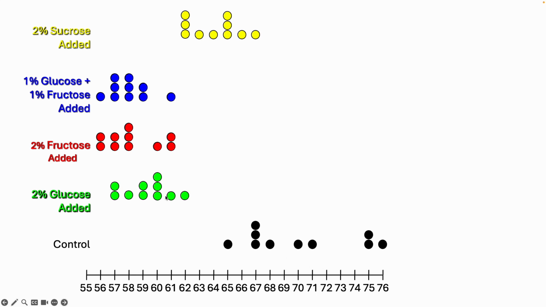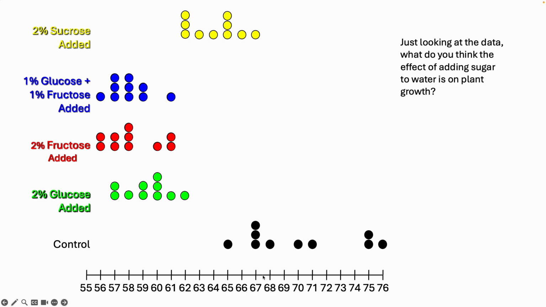In all these cases, there are 10 observations, so there should be 10 dots. They're stacked on top of one another whenever we have multiple observations of the same growth increment. Now look at the data. What do you think is the effect of adding sugar water on plant growth? Pause, take a minute to answer that question.